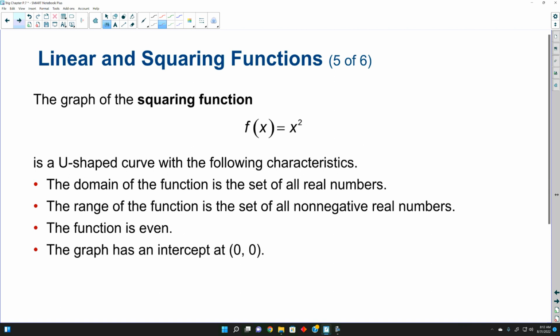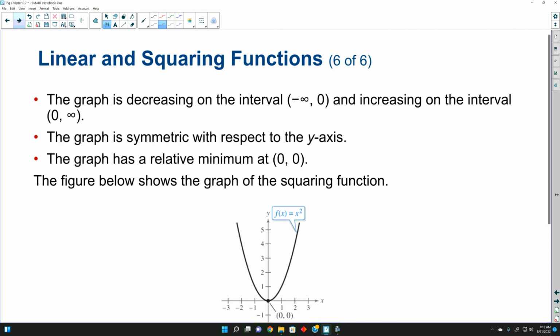Our squaring function, or we can call it the quadratic, is this here. Squaring is just saying y equals x squared. Any function that comes in this form will be a squaring or quadratic function. The domain is still all real numbers. The range is going to be the set of all numbers greater than or equal to 0 in this general form. The function's even and the graph intercepts at (0, 0). We have a U-shaped graph.